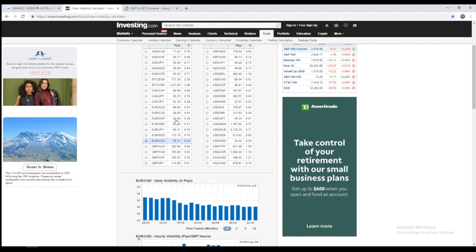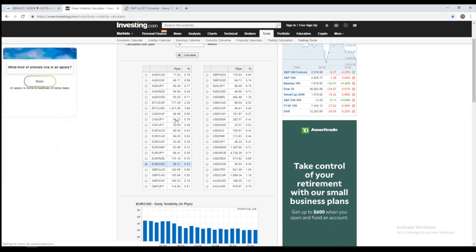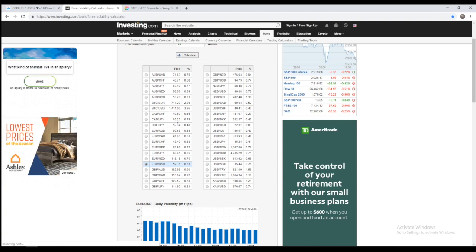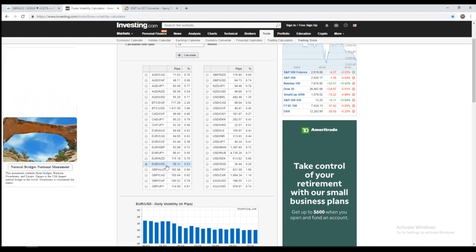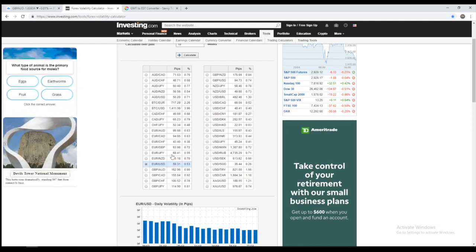Okay, that's really not a lot of pips that it moves per day, right? So the pairs that have a higher average pip count are going to be the best pairs for you to possibly trade. If you just look at, let's say, the Euro realm, you're looking at Euro AUD 99, Euro CAD 94, Euro JPY 68, Euro NZD 115, right?